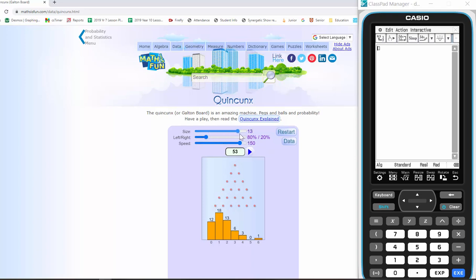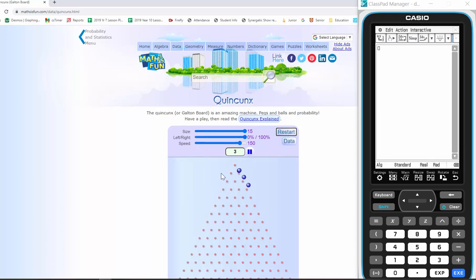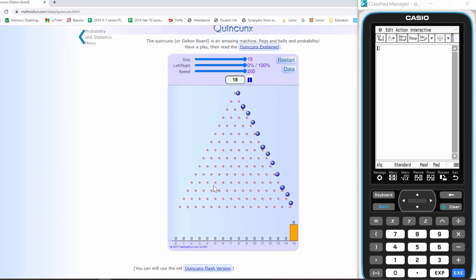Let's increase that to 15. And what I'm going to do is favour 100% right. So if I restart this, let's jump the speed up. Of course that's going to happen. So let's start to change that.